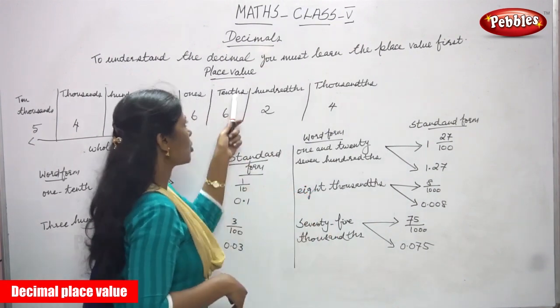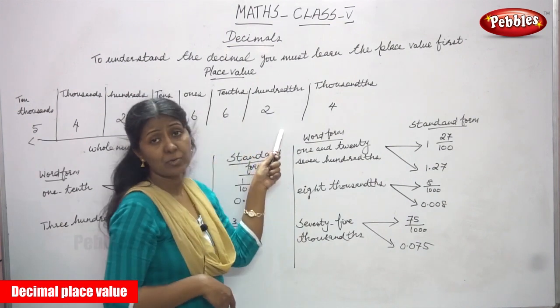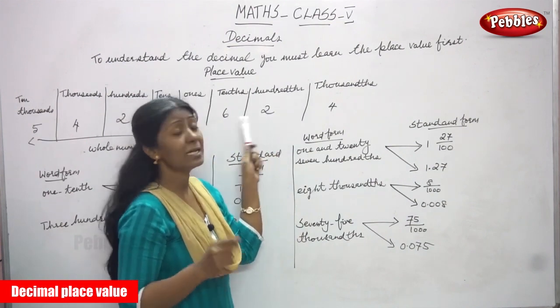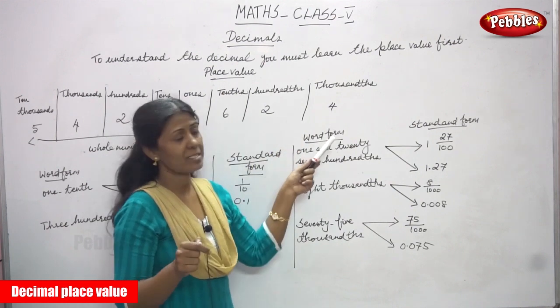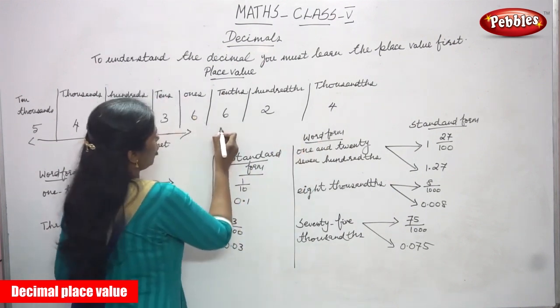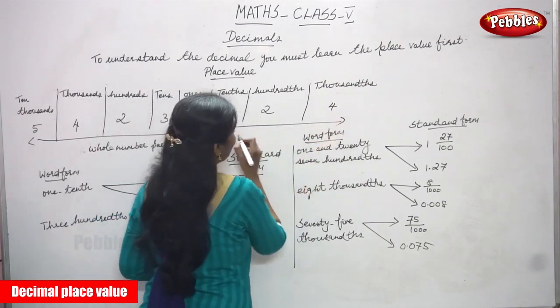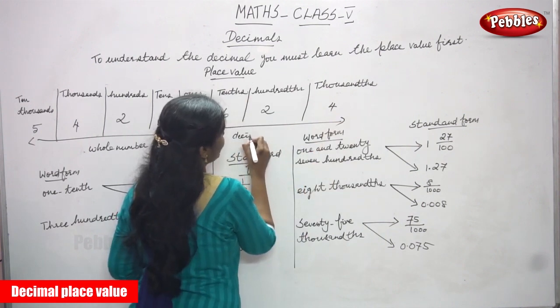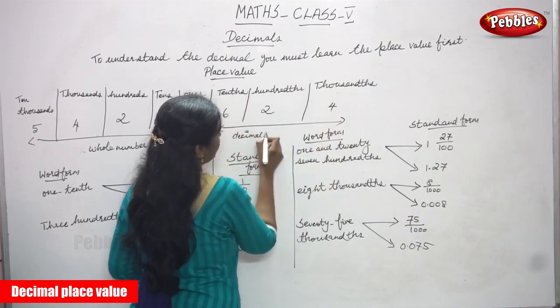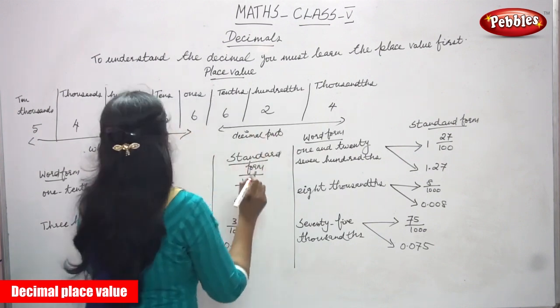So in the tenths place value, the number is 6. In the hundredths place value, the number is 2. In the thousandths place value, the number is 4. So how are we going to write this? This part is called the decimal part. We can call it a decimal part. So you must write the number now.